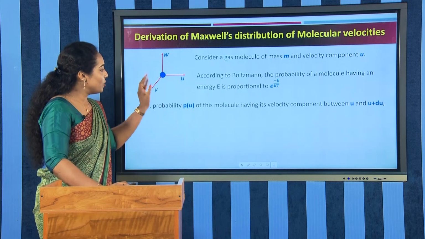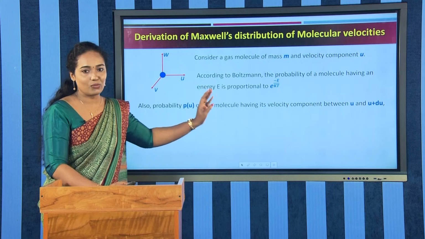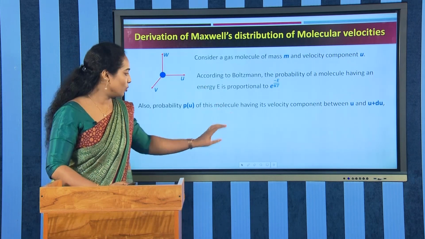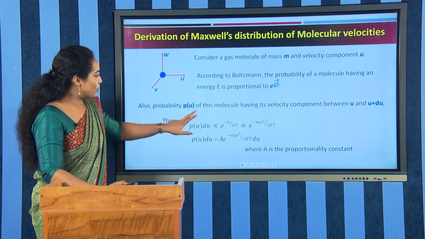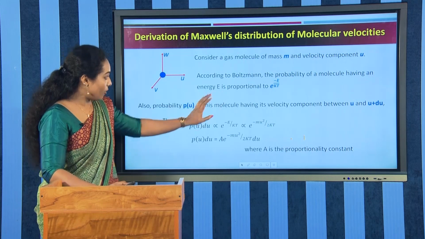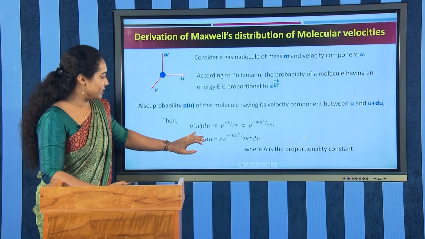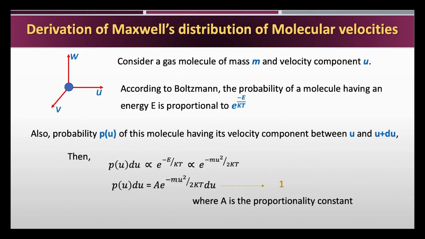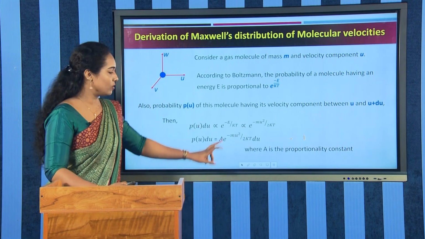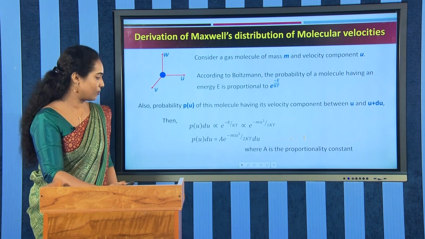So, the probability of that gas molecule to have this velocity between u and u plus du will be proportional to this, according to this Boltzmann relation, that is P(u) du is proportional to e raised to minus E by kT, which is proportional to e raised to minus mu square divided by 2kT. Here we have replaced E with mu square by 2 because E is the kinetic energy of the gas molecule.